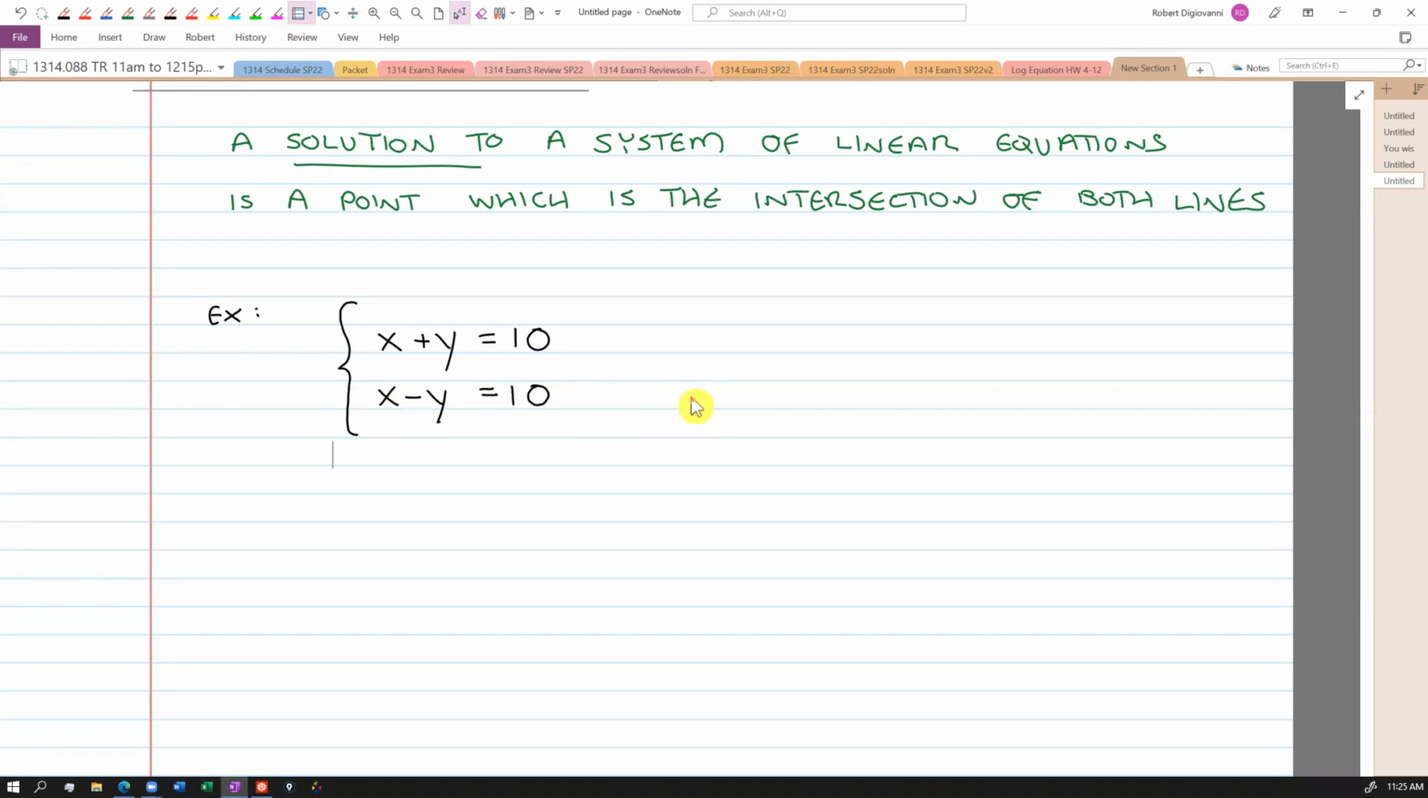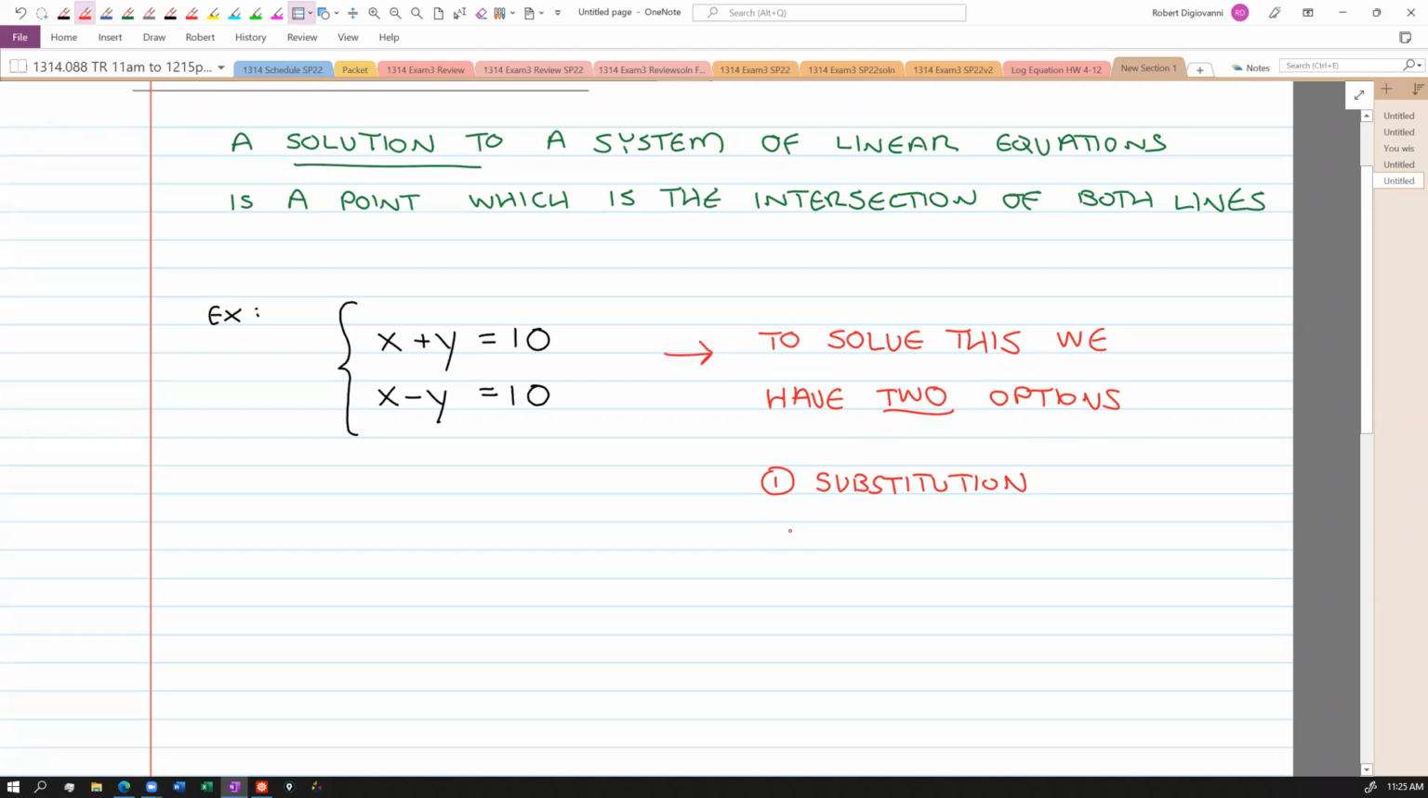So the technique to solve this, we have two options. In other words, there are two techniques. There are two things that I can teach you on how to solve a system of equations. The first one is called substitution. And the second one is called elimination.